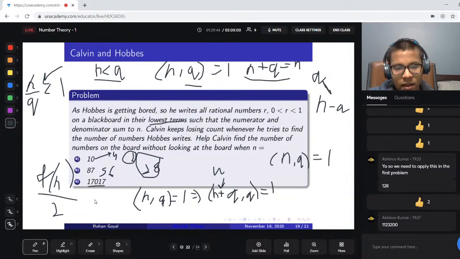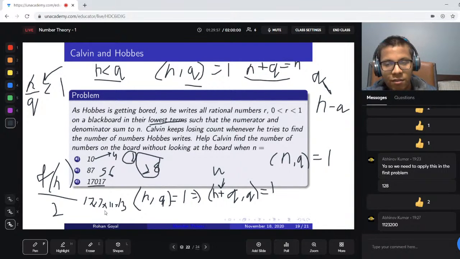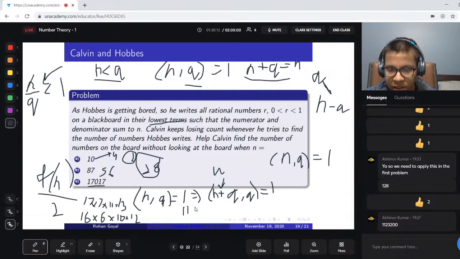17,017, you can find that how? 17 times 7 times 11 times 13. So now if you find phi, that's 16 times 6 times 10 times 12. Now you can calculate this. This becomes 11,520. Half of which is our answer, 5760.